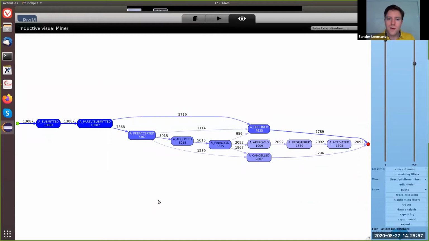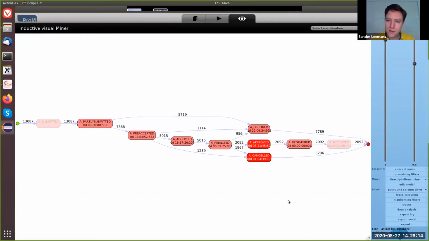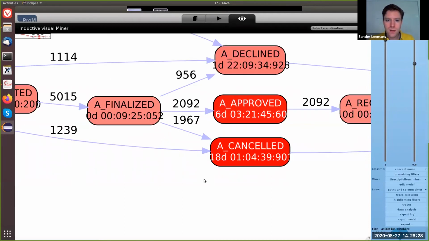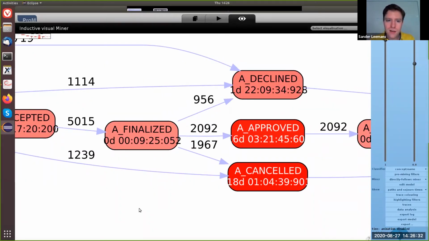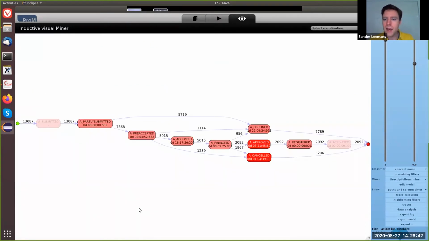Now, given that we had timestamps in the event log, there are several more types of analysis we can do. One of them that I would like to show you is performance. If we enable path and sojourn time, every box, every activity, is annotated with how long it took from the end of the previous activity to the end of this activity. For instance, for A approved, we have an average sojourn time of 16 days, and that means, let me zoom in a bit, that from the end of A finalized to the end of A approved, 16 days passed on average. Thanks to the coloring, we immediately see in this process that A approved and A cancelled are the steps in the process that take time.